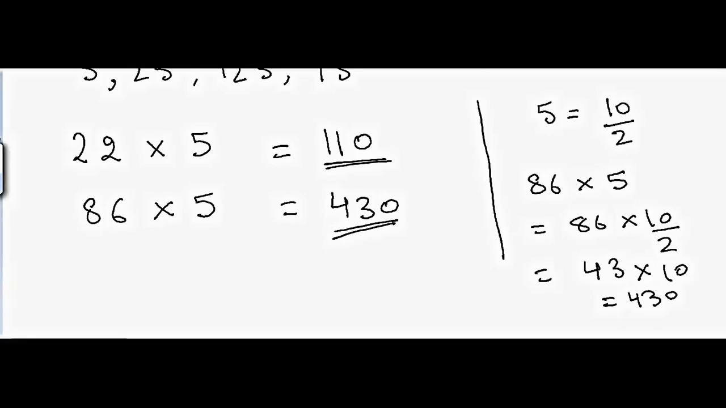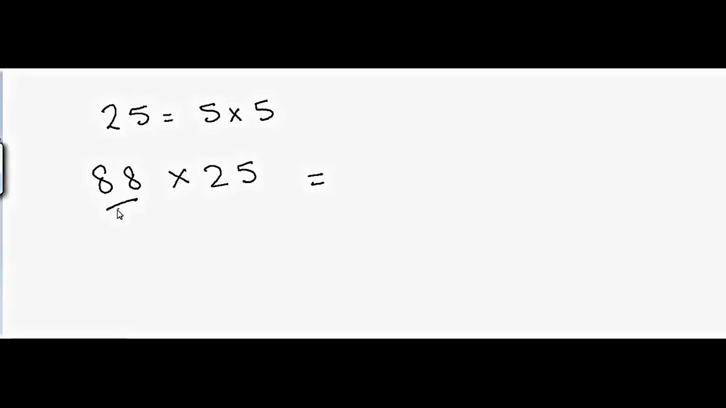Now let's go to 25. If I have to multiply any number by 25, we know that 25 is equal to 5 into 5. So instead of dividing by 2, we will divide by 4. Suppose I have 88 and I want to multiply it by 25. In this case, I will divide 88 by 4. That will be equal to 22, and then I put 00 at the end. So that is my answer.